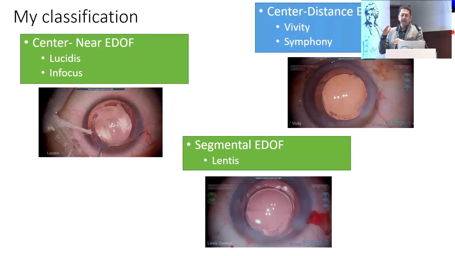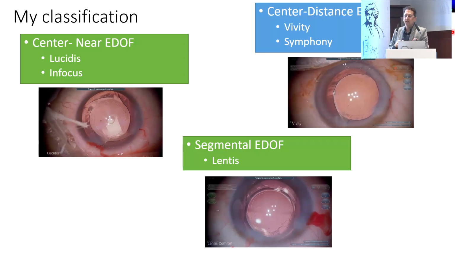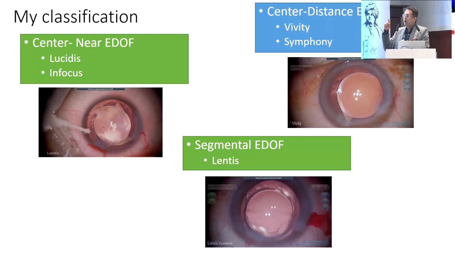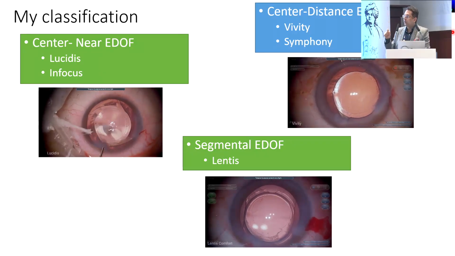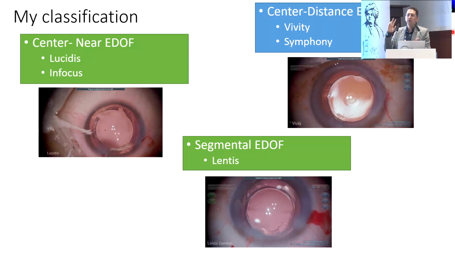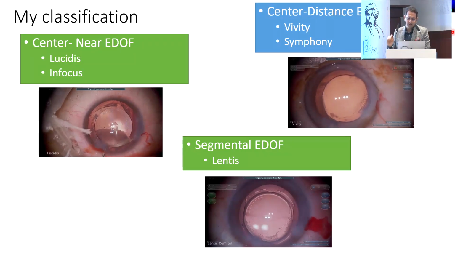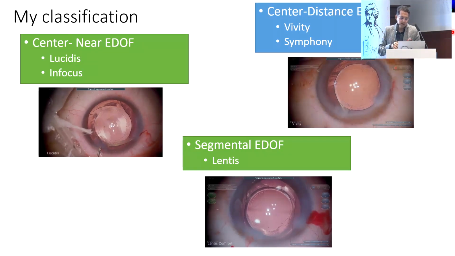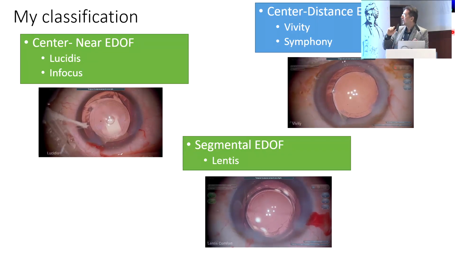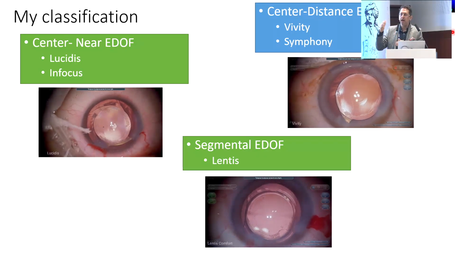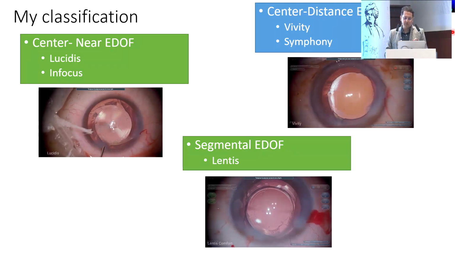The second category is center distance EDOF, where the central 1 millimeter zone or a slightly larger zone, say 1.2 millimeter, is dedicated to distance vision. So this is predominantly a distance EDOF. And the third one is the segmental EDOF, as I said, which is radially asymmetric. So half is for near and half is for distance.